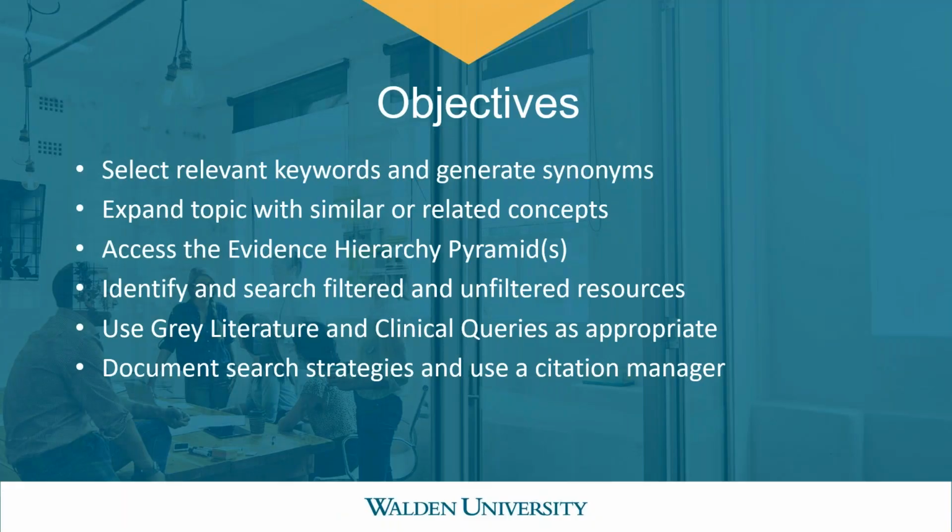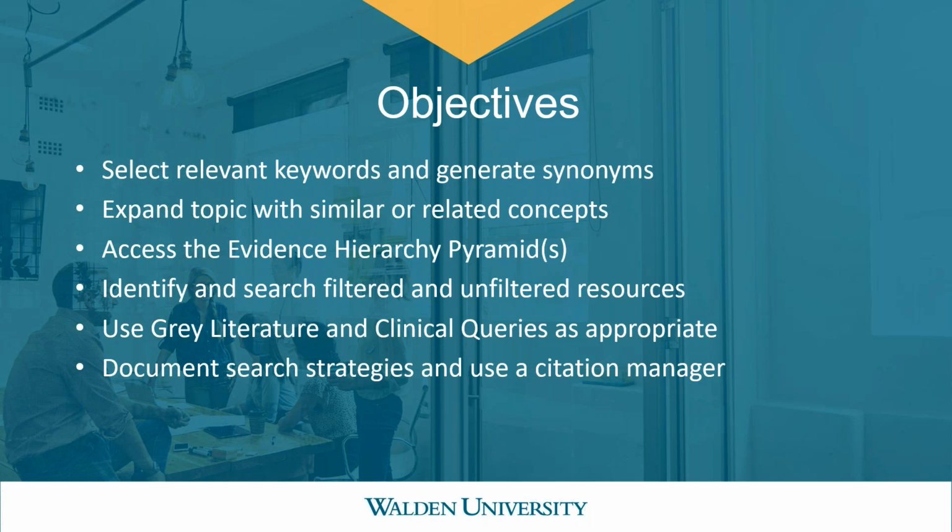We have some new objectives. We're going to look at keywords, how to generate synonyms, how to find more keywords to describe your topic and expand it with similar or related concepts. We will look at the evidence hierarchy pyramid because that is really throughout nursing, to be able to evaluate the evidence, but we're not going to be too much focused on that pyramid. We'll look and identify and search filtered and unfiltered resources, different types of databases that we have subscriptions to here at the library. And then if we have time, we might get into some gray literature, some clinical queries, and a little bit of citation management. But those are all things that are well documented on our website if we don't get to that.